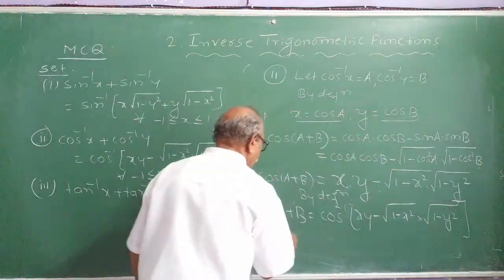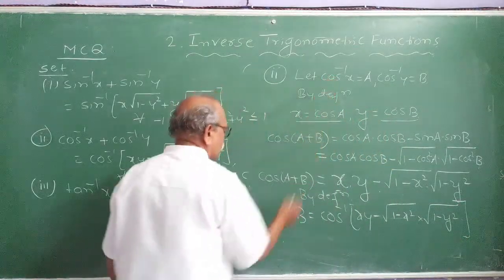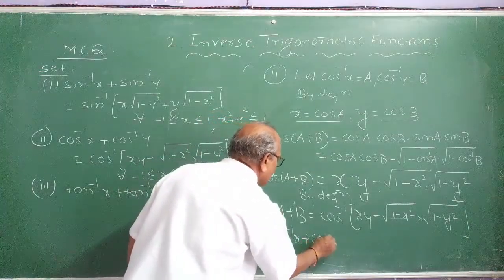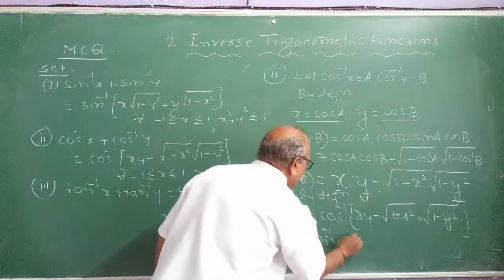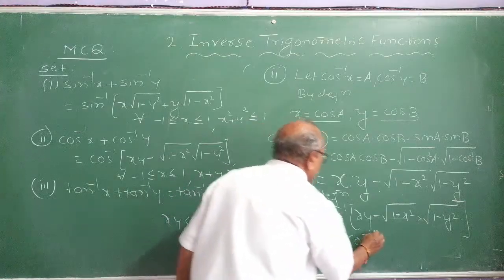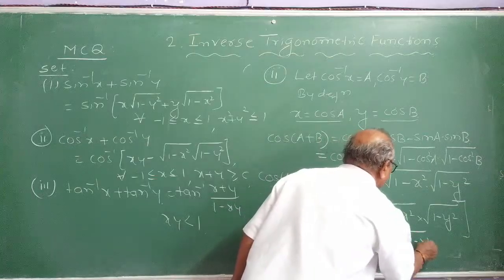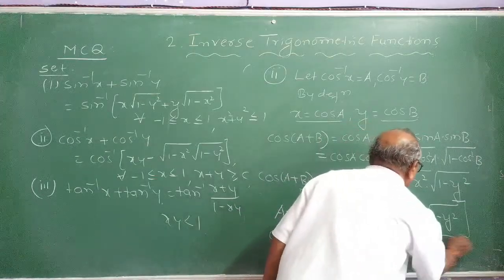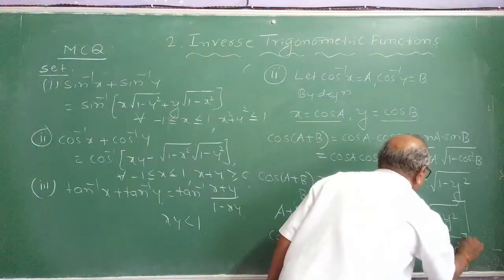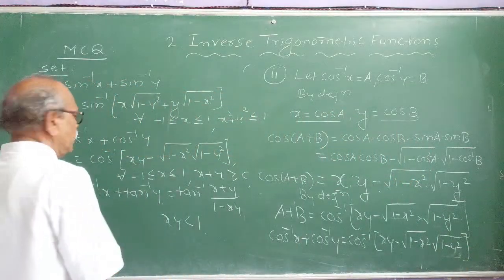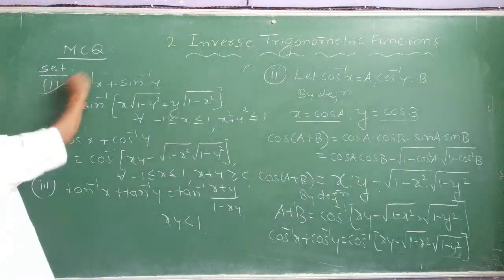Okay. Now you can write what is A. A is cos inverse x, plus B is cos inverse y, is equal to cos inverse of xy minus root of 1 minus x square into root of 1 minus y square. Hence, we proved the second one.